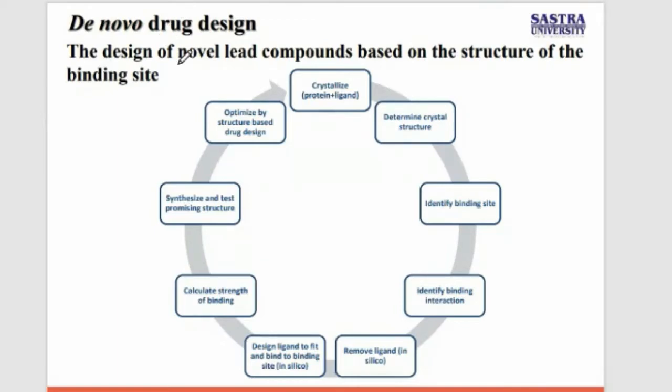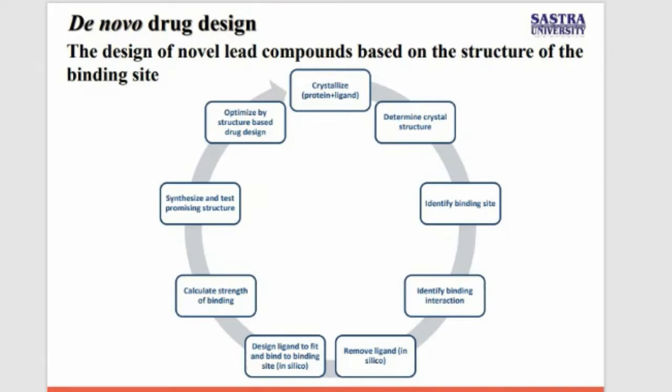So de novo drug designing is designing a novel lead molecule based on the structure of the binding site. It is a kind of amalgam of structure-based and ligand-based drug design. So we should know the 3D structure of the drug target. It's the very base for proceeding with the de novo ligand design.